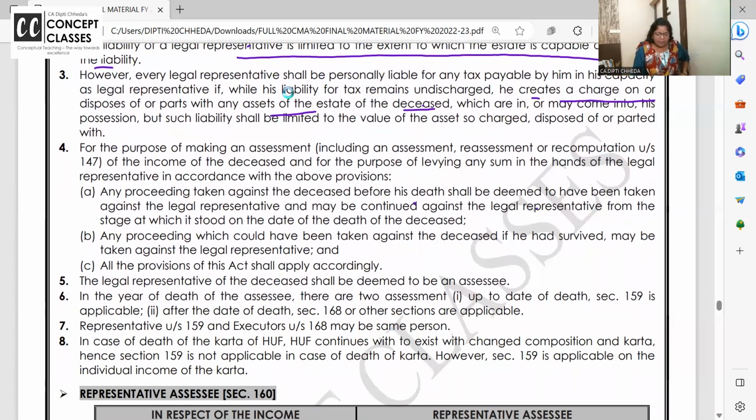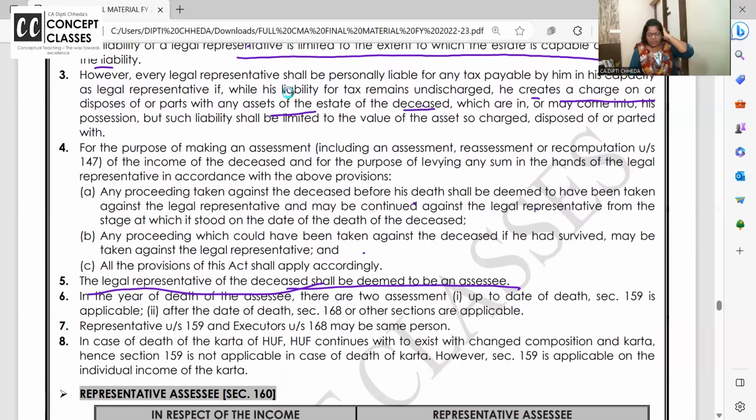And any proceeding that could be taken against the deceased if he had survived, all the provisions of the Act will apply, and the survivors, son, wife, will have to pay the tax. The legal representative of the deceased shall be deemed to be the assessee. Legal representative. They can ask you in MCQ and all like that.